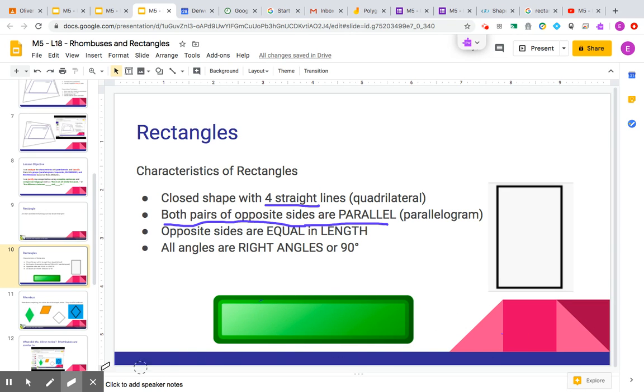However, there's something special about the rectangle that is unique from other parallelograms. All of the angles in the rectangle are 90 degrees. They're called right angles. You guys have learned this before in 4th grade. We denote that with our little box telling me that that's a 90-degree angle. And all of the angles in a rectangle are 90 degrees.